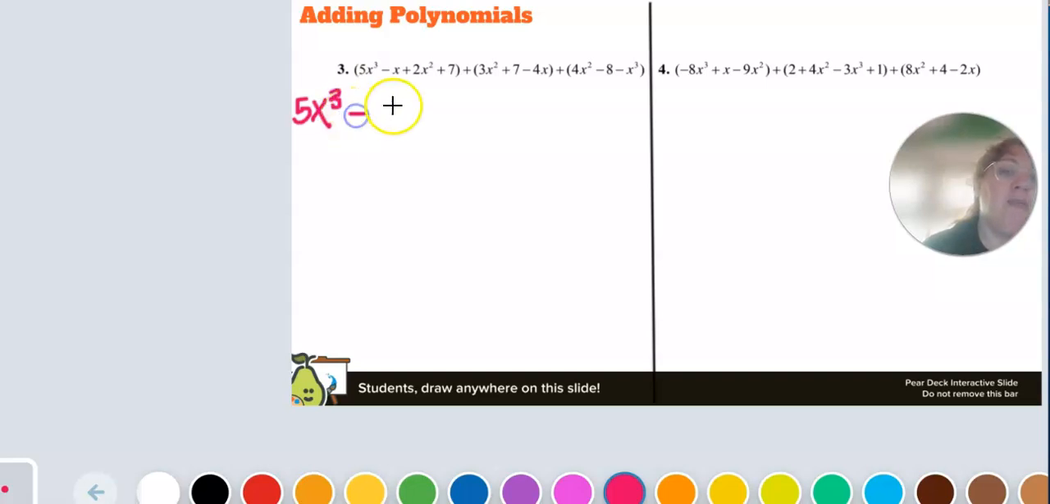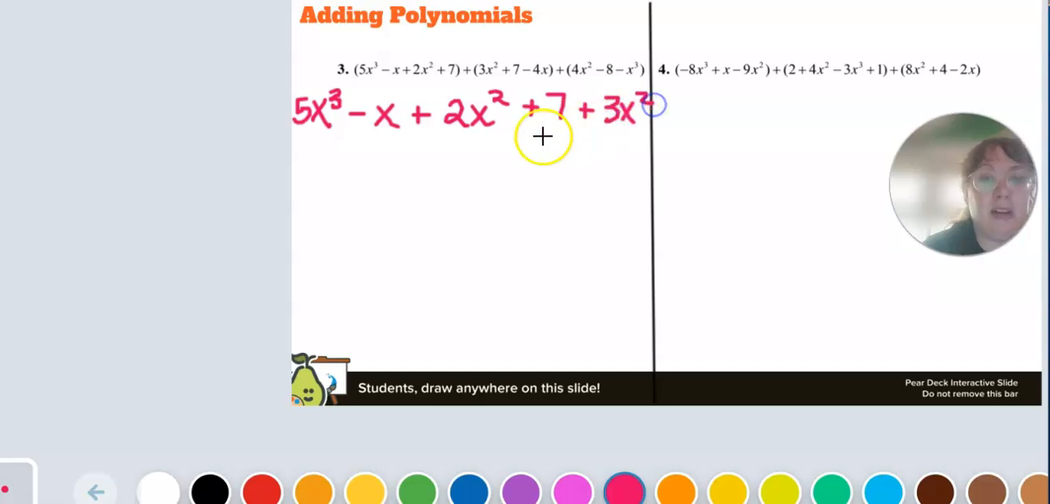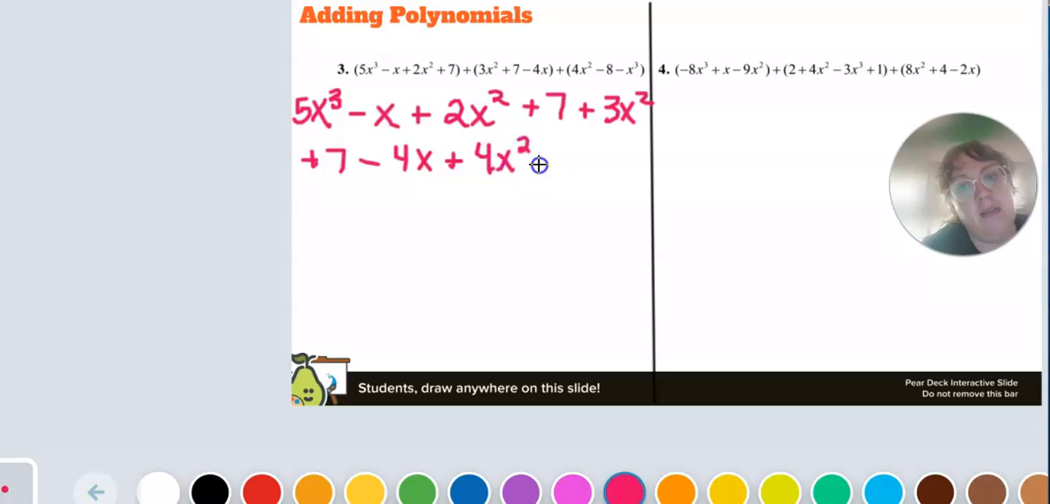So we have 5x cubed minus x plus a 2x squared plus a 7 plus a 3x squared plus another 7 minus a 4x plus a 4x squared minus an 8 minus an x cubed.